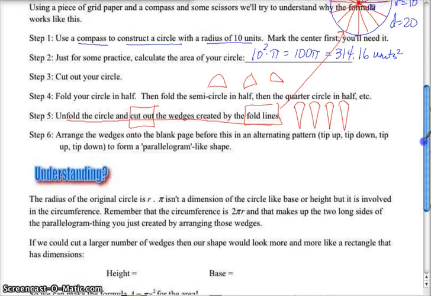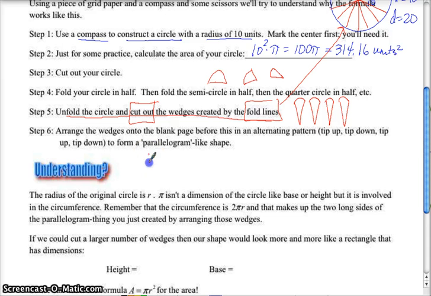Well, if I took those pieces and arranged them tip up to tip down, so down here I would put a piece like this, and then on this end I put a piece here, and on this end I put a piece here. And remember, even though I'm not the best artist in the world, every single one of these pieces is the same size.